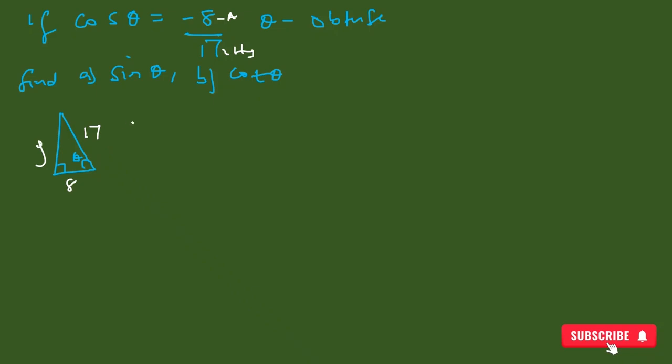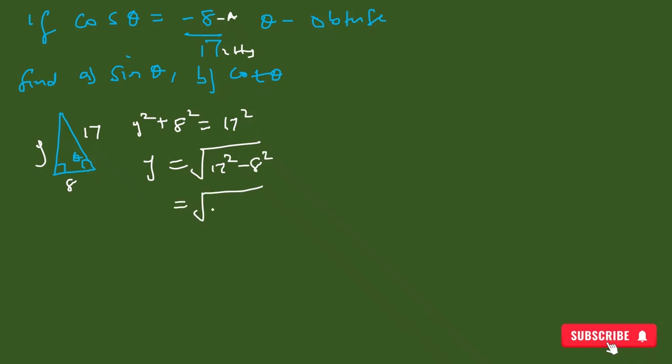All right, so the next thing we do, of course, is to find the opposite, since we don't know it. So it means y squared plus 8 squared equals 17 squared, using the Pythagoras theorem. So my y will be equal to the square root of 17 squared minus 8 squared. What do we end up with? This will be the square root of 225, which is equal to 15. So my y, which is my opposite in this case, is 15.